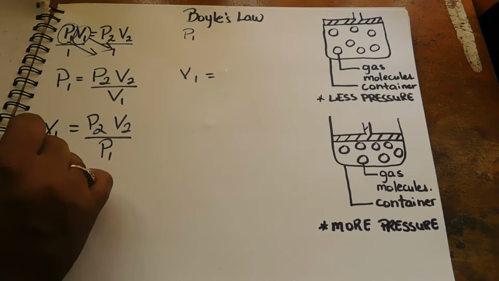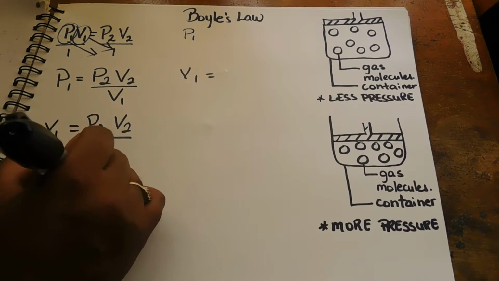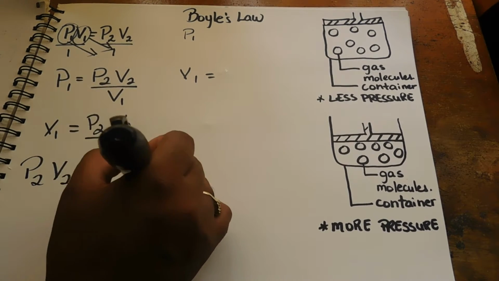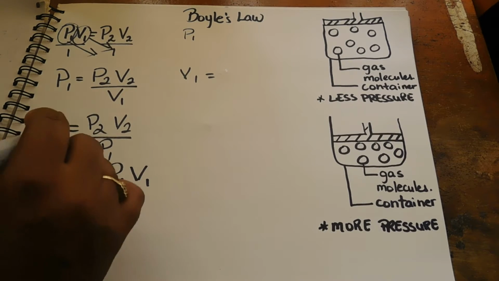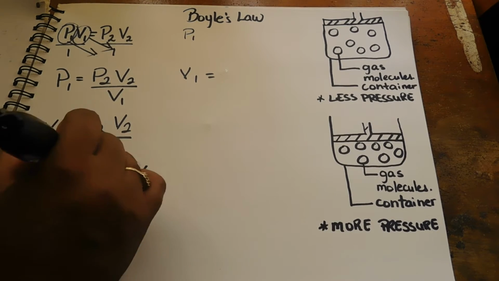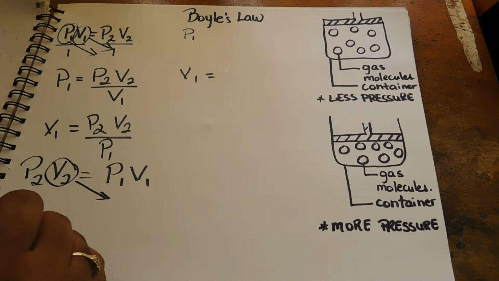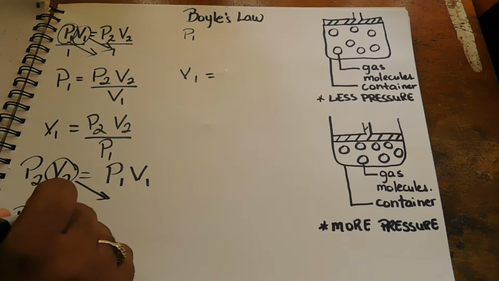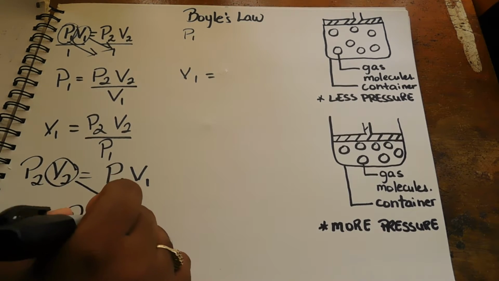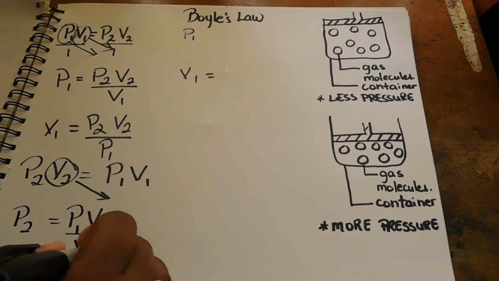Now let's try for P2. You just change around the equation, just switch it around. And if you want to solve for P2, you move this underneath. So you have P2 is equal to P1 V1 over V2.